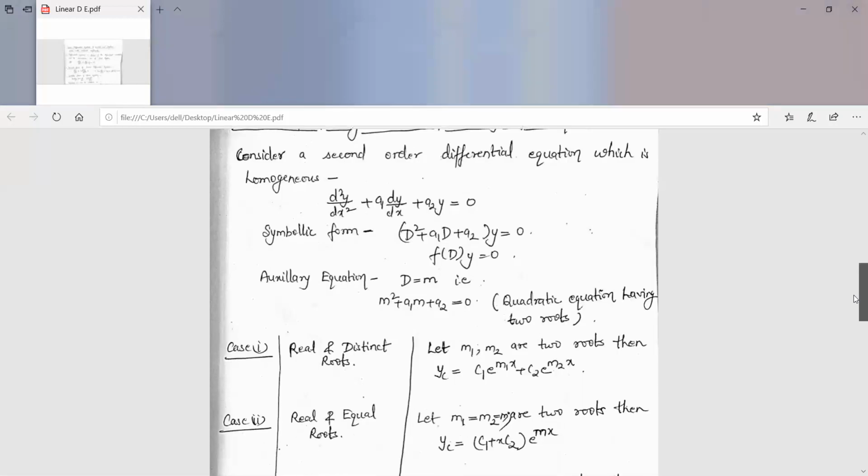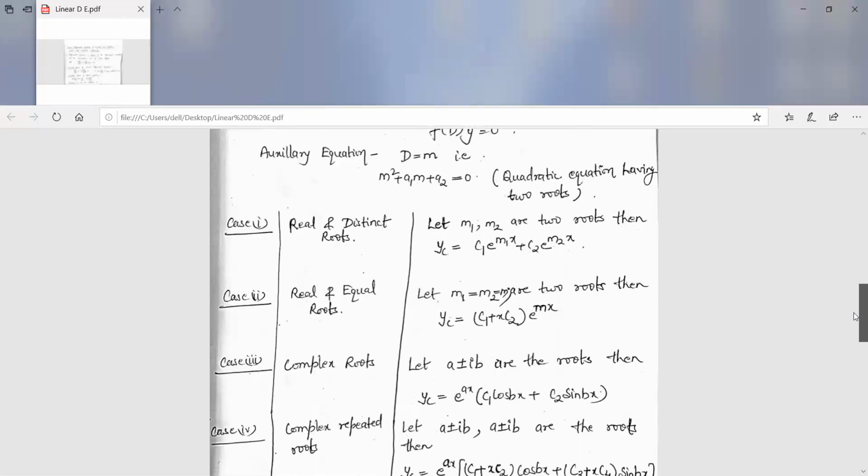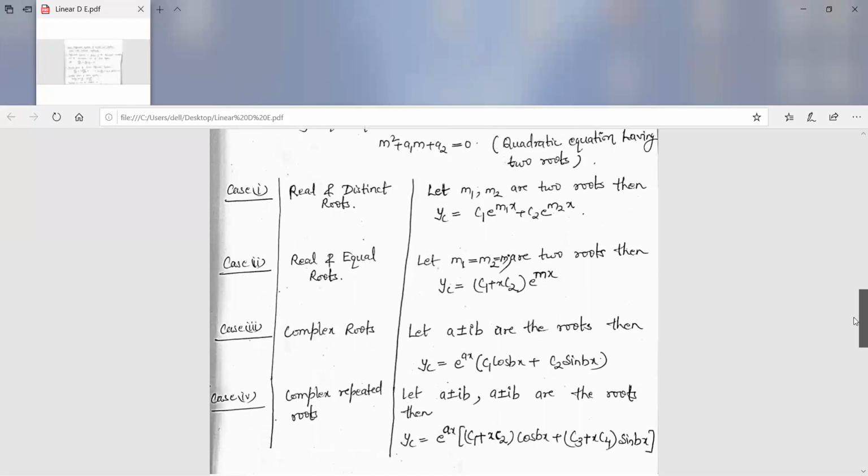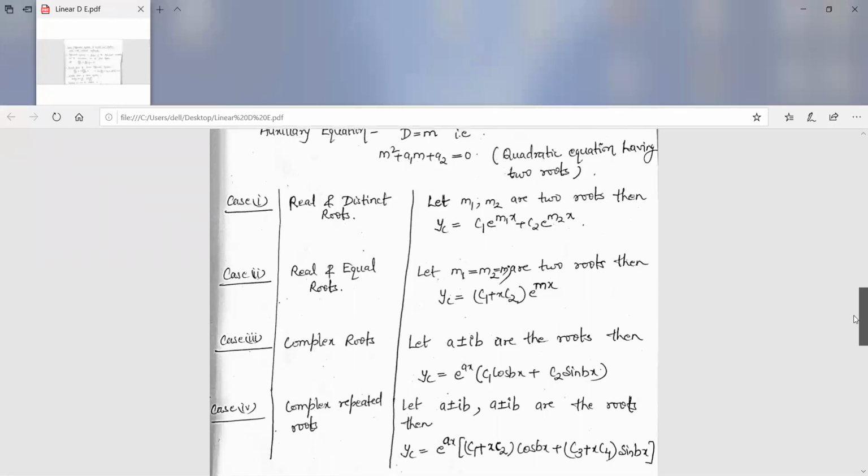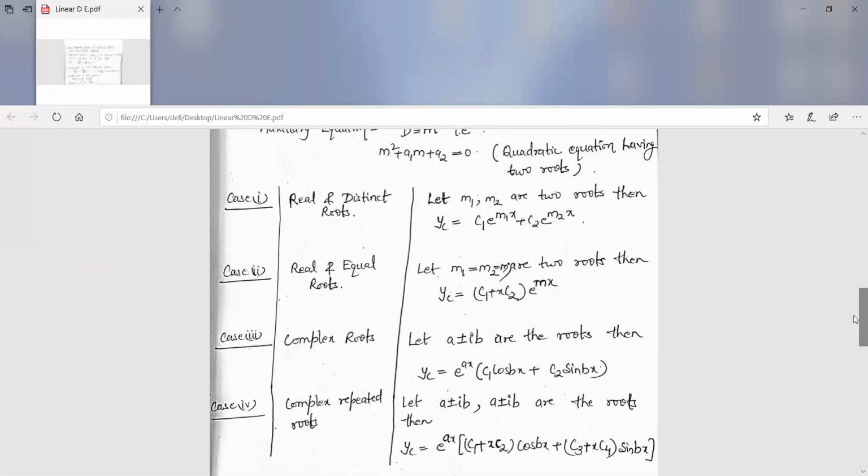Now, based on the roots of the equation, we can write down the complementary function of the linear differential equation. For that, we will understand it by a table. In this table, there are 4 cases based on the roots of the quadratic equation which we formed here as an auxiliary equation.